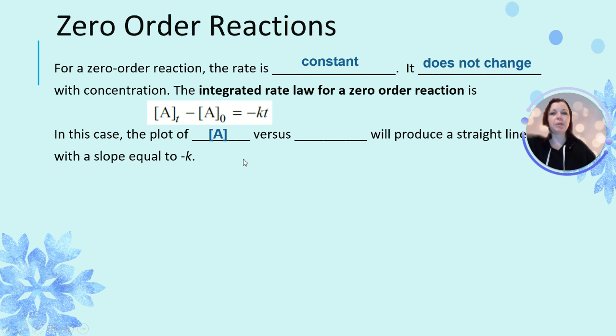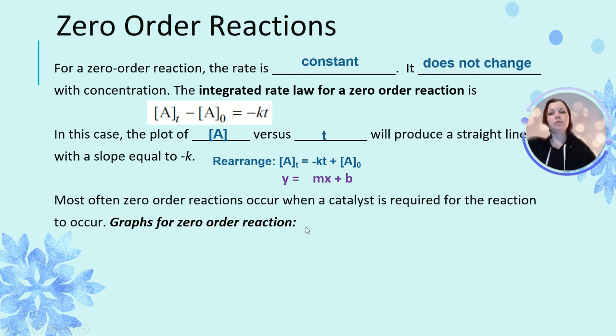In this case, if we plot the concentration of A versus time, that will produce a straight line with a slope equal to negative k. So if we rearrange this form that's given on the equation sheet, you can see that we get this, and this is the same as the equation y equals mx plus b, the equation for a line. Your y-axis will be your concentration of A at varying times. Your slope will be negative k. Your time will be your x-axis. And then, of course, your y-intercept will be the concentration of A at time 0.